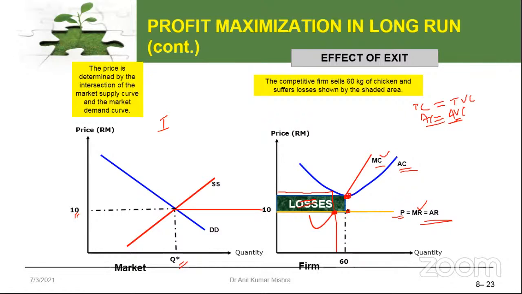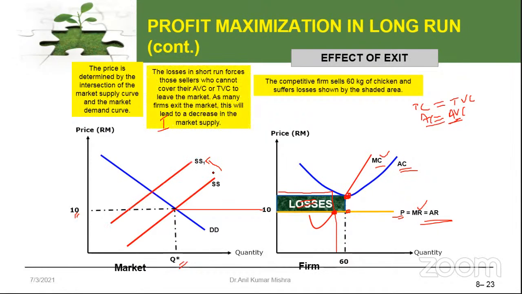Definitely, he would quit the industry. When a number of producers quit the industry, obviously supply decreases. Number of producers falls means supply falls, and supply falls means the supply curve shifts towards left. If the supply curve shifts towards left, then it meets the given demand curve at a separate point, and corresponding to that, we determine a new price.